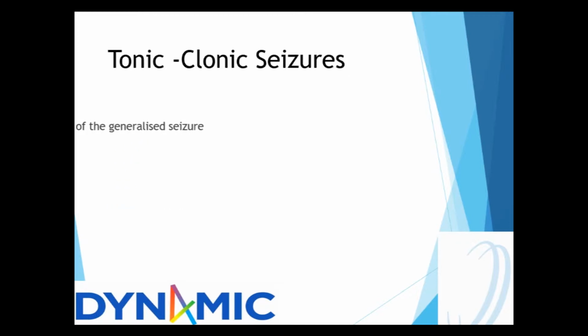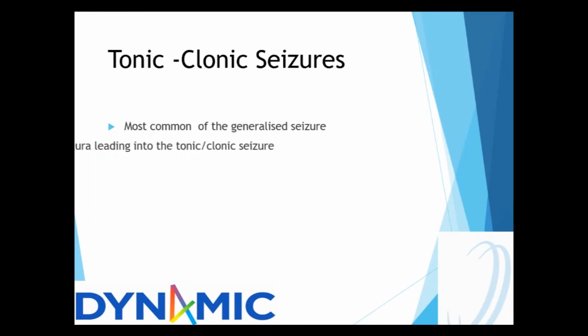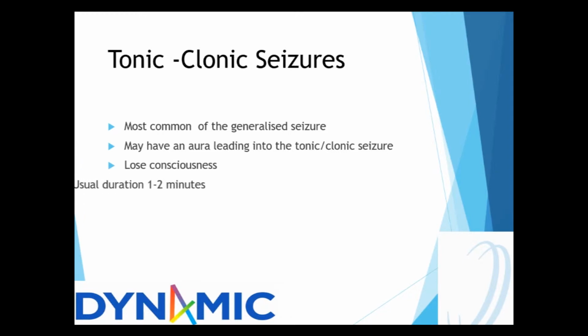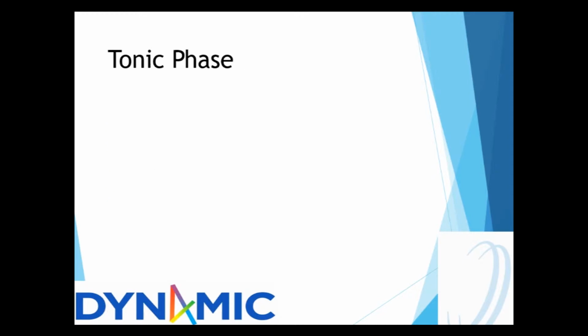The tonic-clonic seizures, most common of the generalized seizure types, may have an aura leading to the tonic-clonic stage. This is how the patient feels. Loss of consciousness, usual duration 1 to 2 minutes. May follow on from a focal seizure.